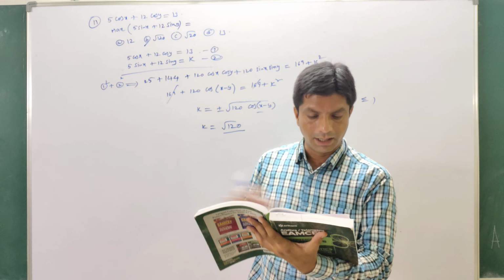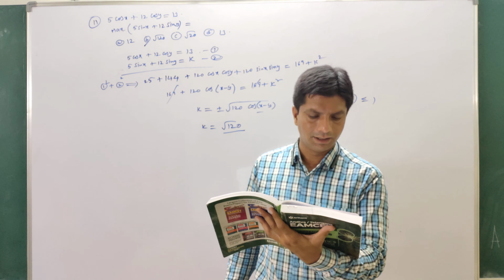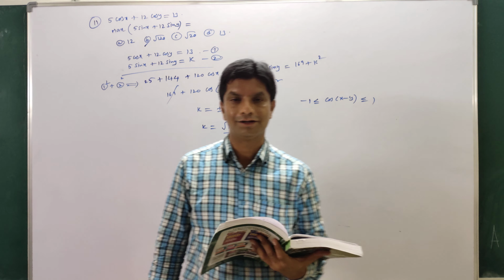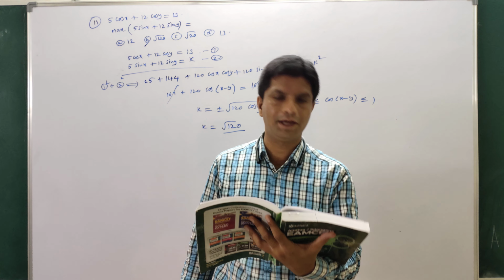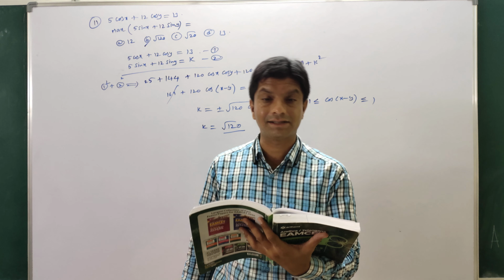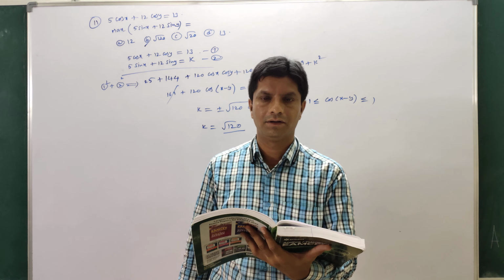17. A plus B is equal to C. Take any angles in place of A and B so that you will get the value of C. A equal to 30, B equal to 30. Then what is 30 plus 30? 60. So C equal to 60.